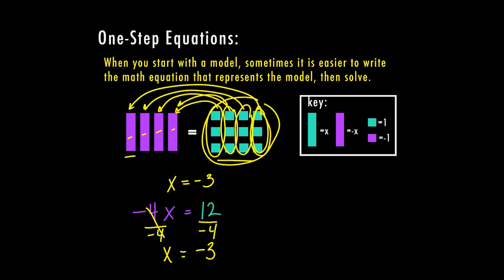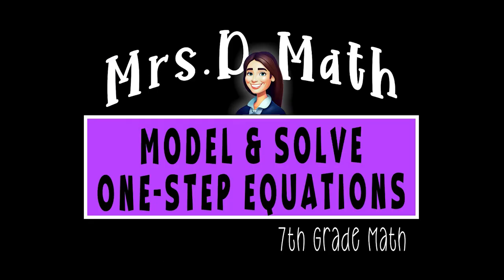So whether I do it mathematically or visually with the model, I'm still going to have 3 boxes in each negative x. So when I say that, some of you might still be confused, but that means that 3 ones fit in each negative x. But I can't have a negative x. I need a positive x, so that negative has to go to the other side, which means x equals negative 3. So this was just a quick recap on how to model and solve one-step equations.